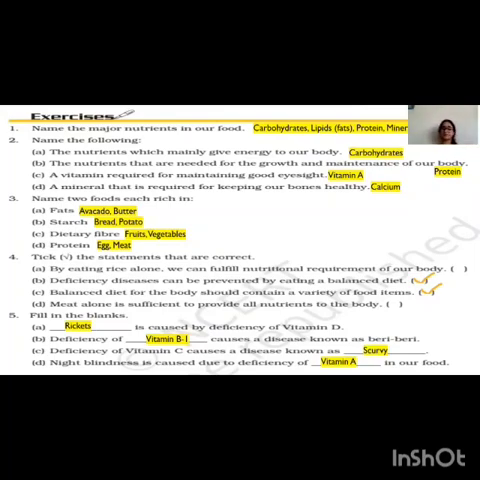Next is, deficiency of vitamin C causes a disease known as scurvy. Now, scurvy is when your gums start bleeding and it gets all bad. And if you have less vitamin C, you get scurvy.